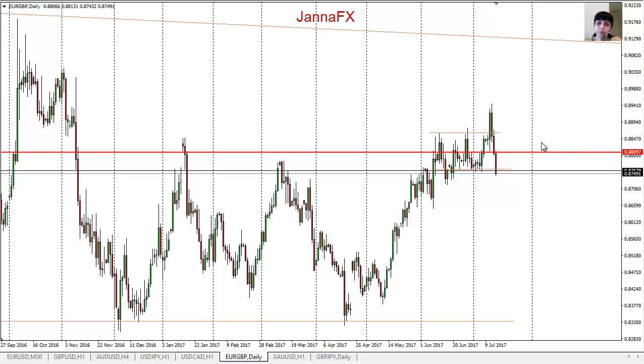So it could sit around here. So just a little bit of warning: be attentive if you go for euro pound. At this moment, I'm not sure, because euro dollar and pound dollar are not certain what is going to happen with them, because they're so close to such important levels. Okay, so these are the thoughts for euro pound.